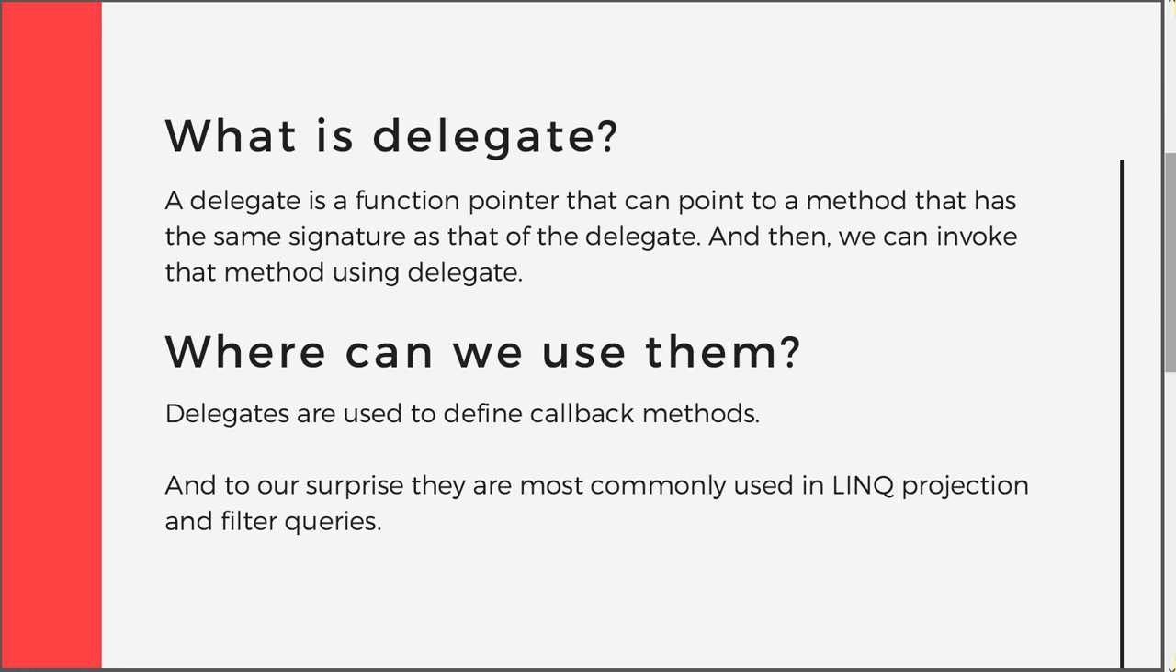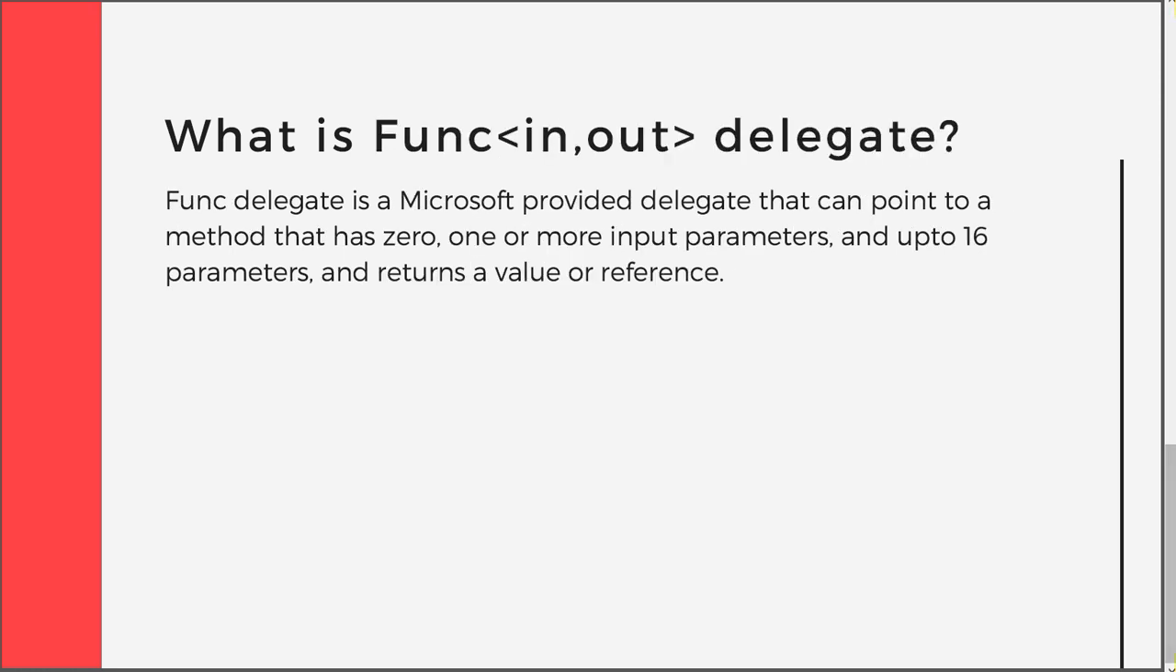And why do we use them, or what is this function delegate? Well, function delegate is a Microsoft provided delegate that can point to a method that has 0, 1 or more input parameters, it can take up to 16 input parameters, and that method can also return a value.